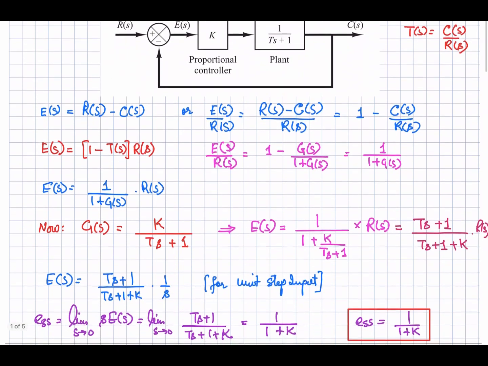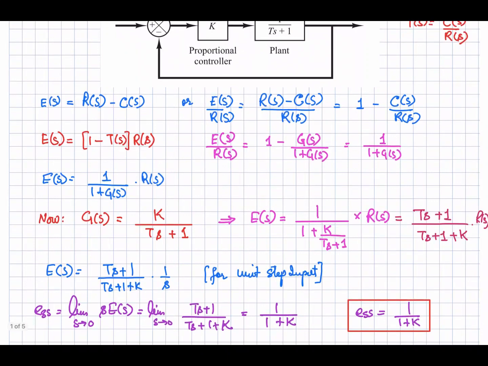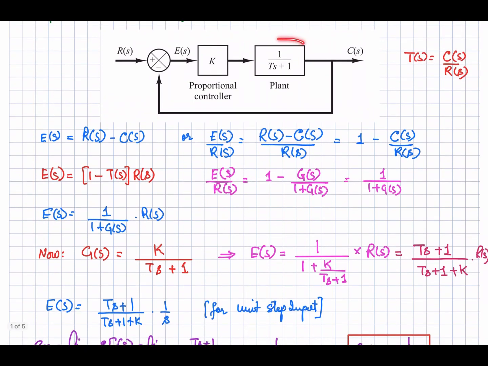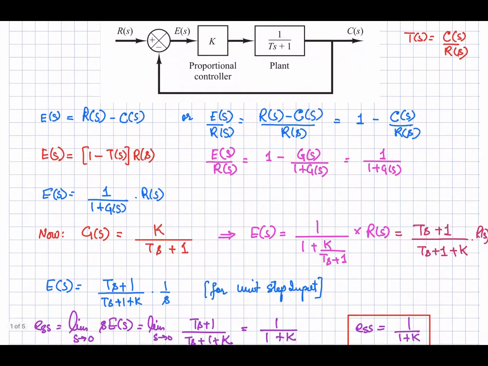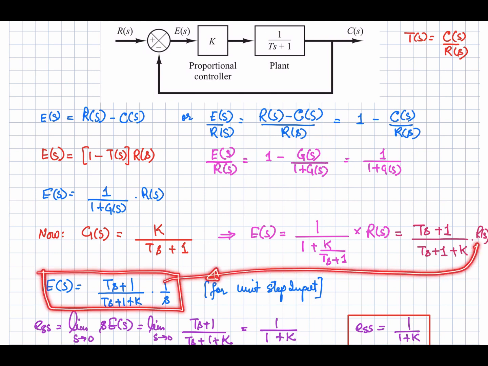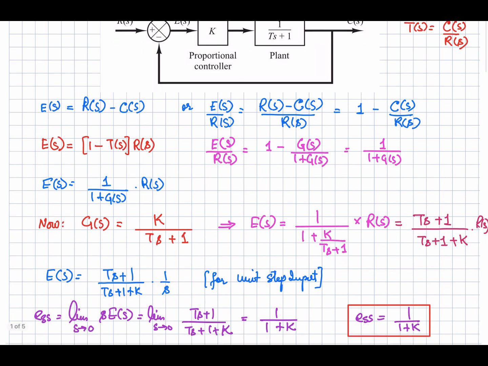Okay, now evaluating this error expression. Taking the value of G(s) in this case, which is equal to K divided by Ts plus 1, we can write down this expression like this. So this is our error equation. And now if we suppose that we are going to apply the unit step input u(t), or in S domain, that will be equal to 1 by s. So evaluating the error for the unit step input, you will get this equation, right? What we have done is replaced this R(s) with 1 by s in this equation, for unit step input.